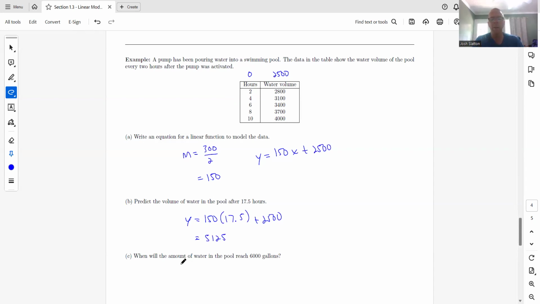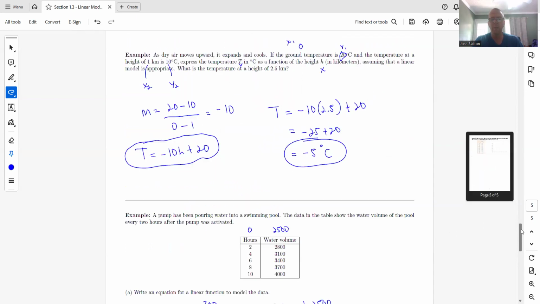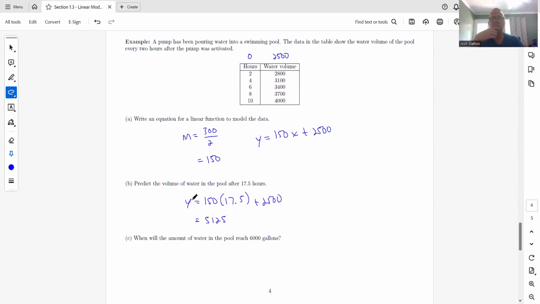And then when will the amount of water reach 6,000? Think about this one. If after 17.5 hours, there's 5,125, obviously this number is going to be more than 17.5. So this is our y, and we are looking for x, the when.